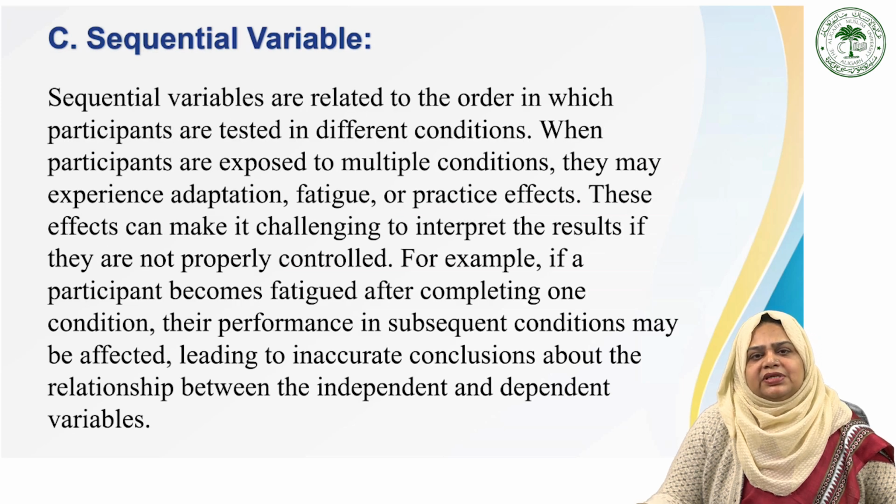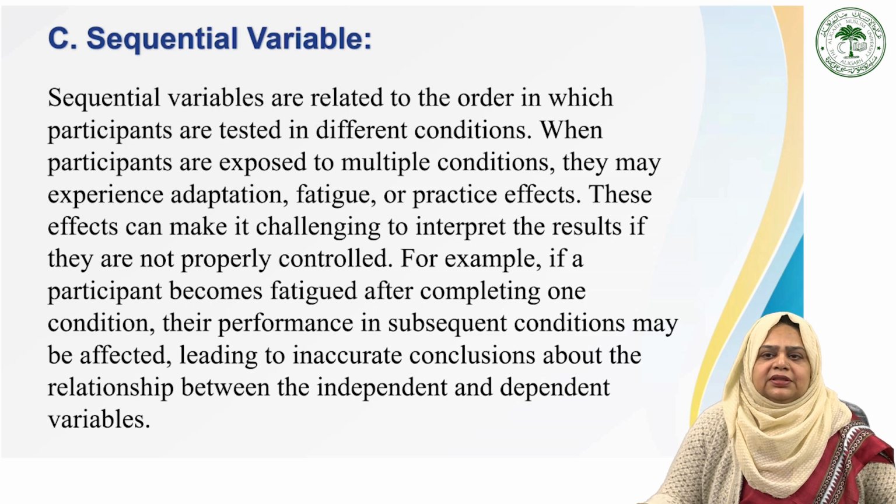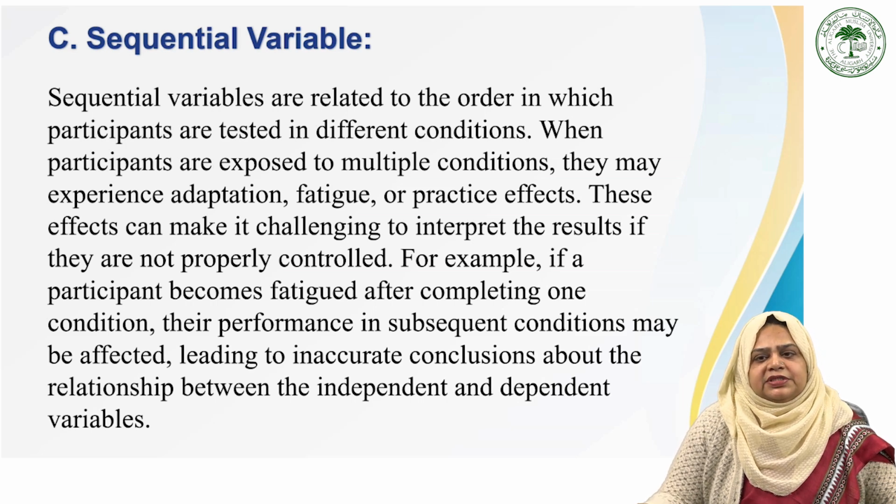Third category is sequential variable. These variables are an important consideration when conducting experiments in different situations. It is crucial to control for factors such as fatigue or improved performance due to practice, as these can impact the results and potentially lead to incorrect conclusions. For example, if someone becomes tired after completing one situation, their performance in subsequent situations may be negatively affected. This highlights the need for proper control measures to ensure accurate understanding of the connections being tested.